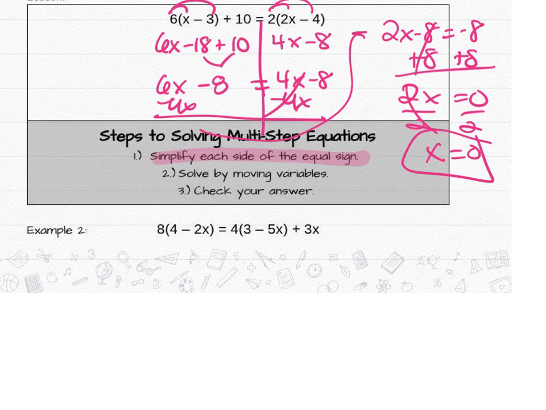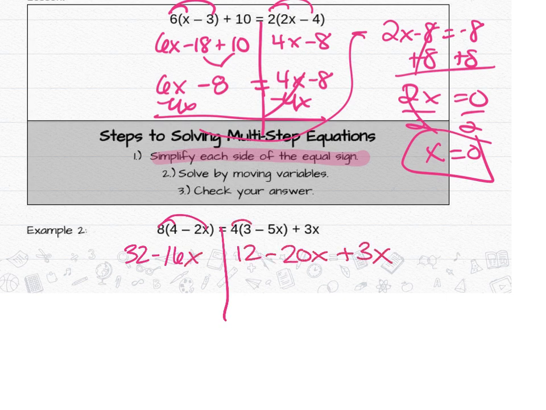Okay? And the last one, again, distribute first, you get 32 minus 16x, 12 minus 20x, and then plus 3x. We can combine these, so I have 12 minus 17x, and 32 minus 16x stays the same.